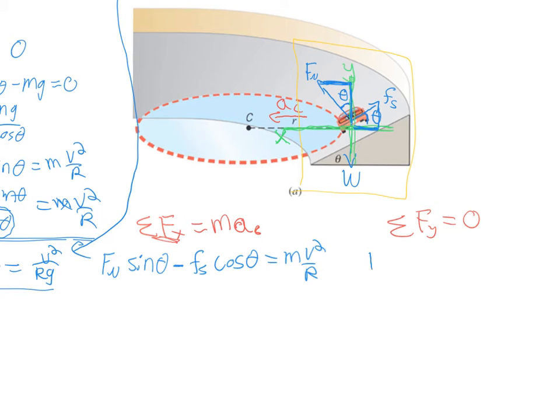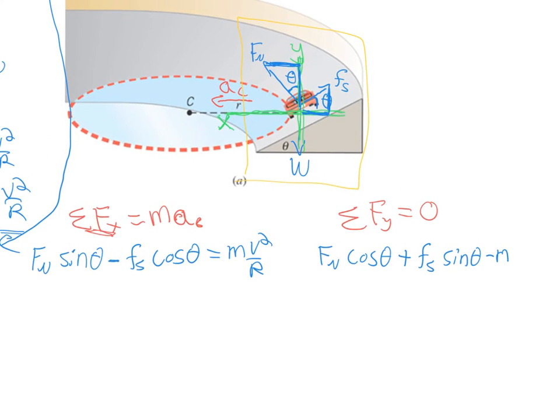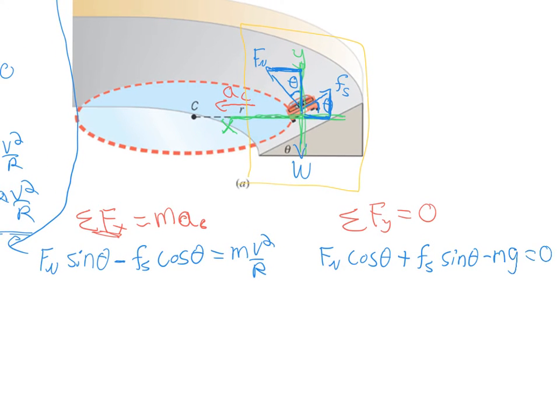Then in the y direction, we have the y component of the normal up, so positive normal times the cosine of the angle theta, plus, because now our friction has a positive y component because it's going up the ramp, we have the force of static friction times the sine of the angle theta, and then we have minus mg, the weight, equals 0. And now keep in mind, the static force of friction, when we're looking at the minimum possible value, is going to be equal to the coefficient of static friction times the normal force.